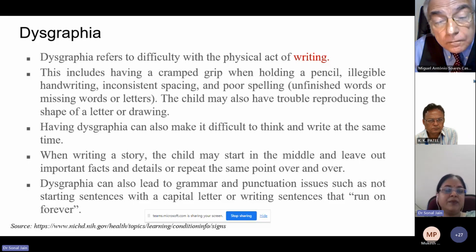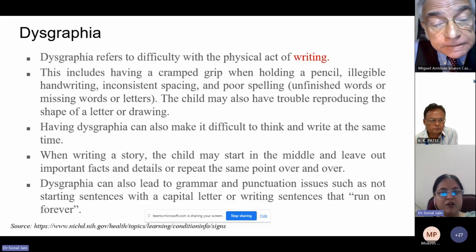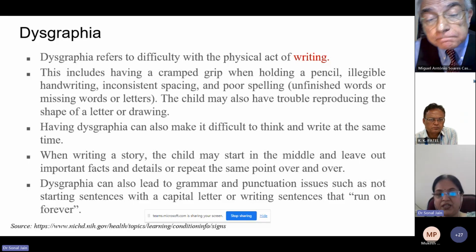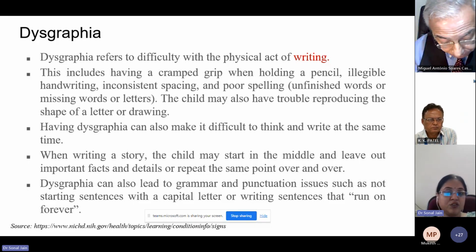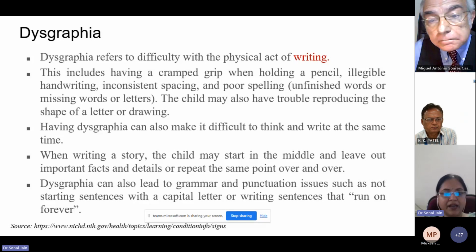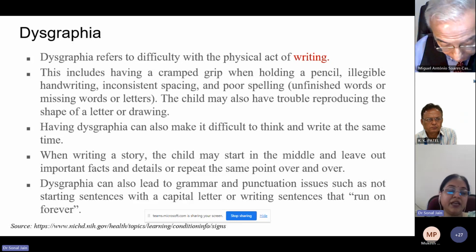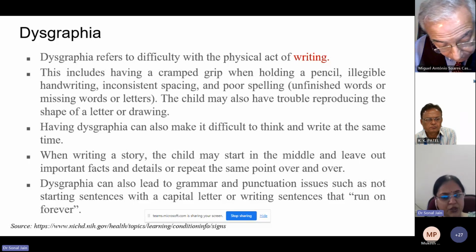of writing. It includes a cramped grip while holding a pencil, illegible handwriting, inconsistent spacing, poor spelling, and unfinished or missing words or letters. The child may also have trouble reproducing the shape of a letter or drawing. Having dysgraphia can also make it difficult to think and write at the same time. While writing a story or an article, or even a single paragraph, the child may start in the middle or leave out important facts and details, or repeat the same point over and over unknowingly. Dysgraphia also includes writing with a lot of grammar and punctuation issues.